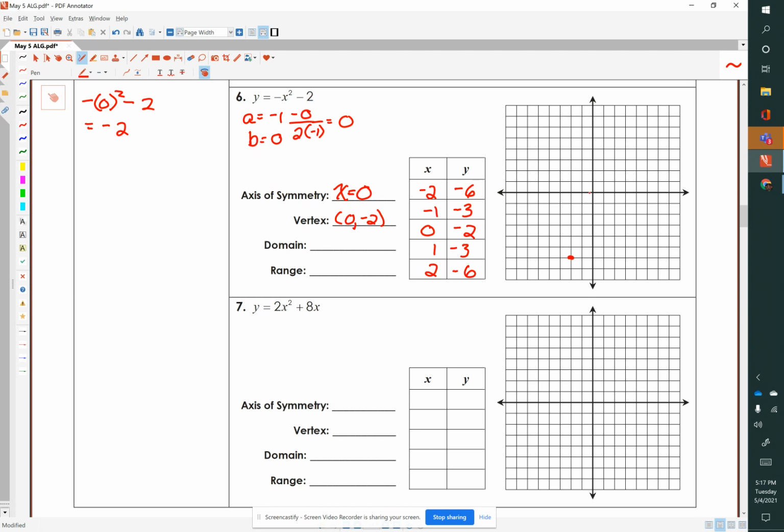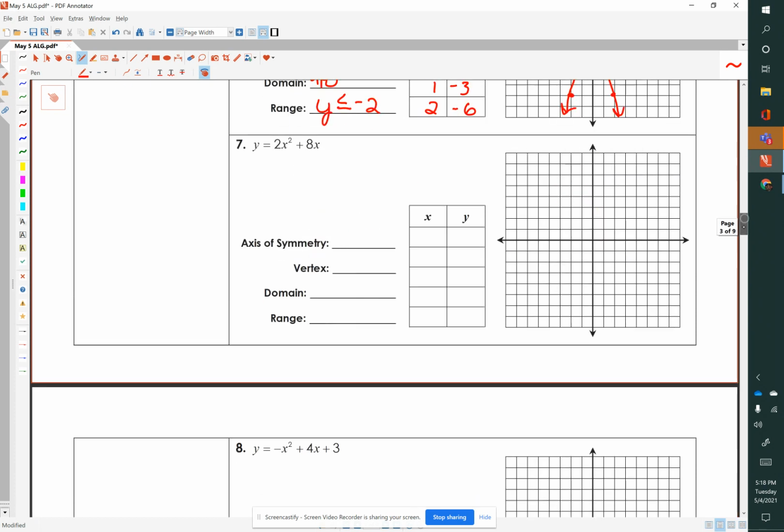There's our -2, -6, -1, -3. And this has a negative a value, so this will be a downward facing parabola. 0, -2, 1, -3, and 2, -6. And there is our downward facing parabola, which we connect with a smooth curve. We can see that the domain is all real numbers, but y is all the values such that y is less than or equal to -2. Okay, number 7.